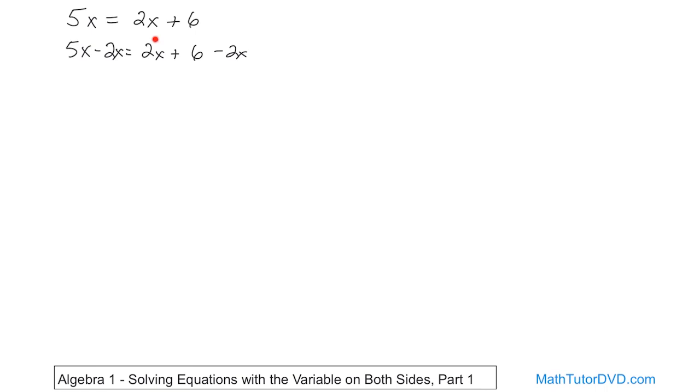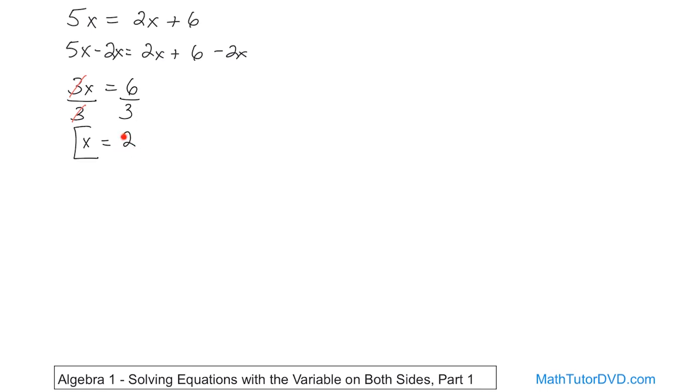Now, on the right-hand side, 2x minus 2x means the 2x's disappear. They subtract to 0. On the left-hand side, these are like terms. So 5x minus 2x is 3x. And on the right-hand side, the 2x's disappear, so you have 6. So now it looks like a familiar problem. This 3x means 3 times x, so we'll get rid of the 3 by dividing by 3 on both sides. Since you have a 3 on the top and a 3 on the bottom, they'll divide out, cancel. And on the left side, all you have is x. And on the right side, you have 6 divided by 3 is 2. So that's the final answer.